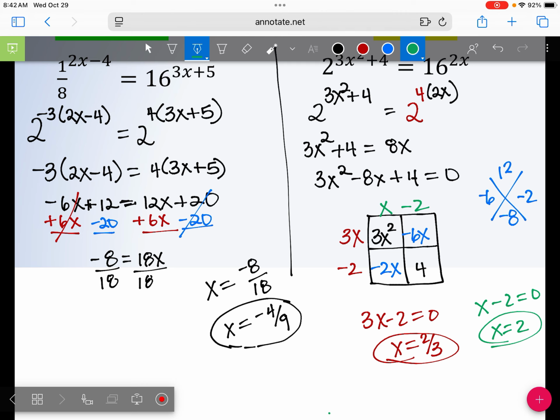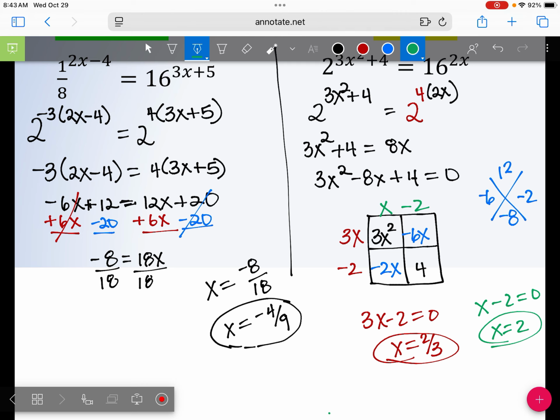Ooh, that first one is killing people. I like how you found it. That's how I do it too. Reduce that fraction. You gotta make a box. What are my numbers that multiply to 12 and add to 8?